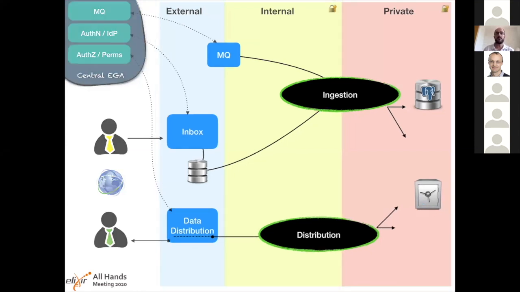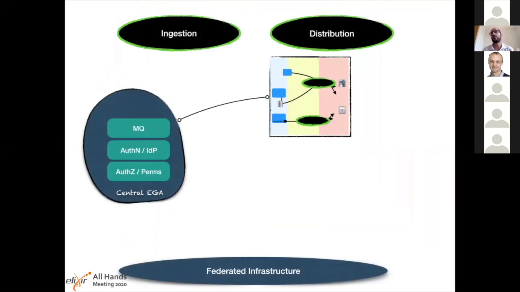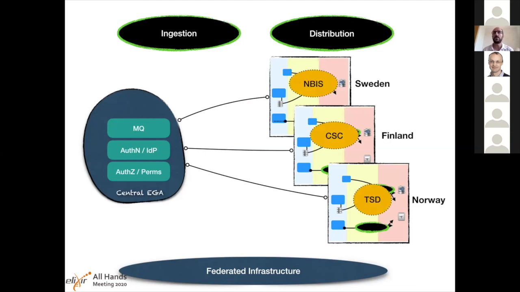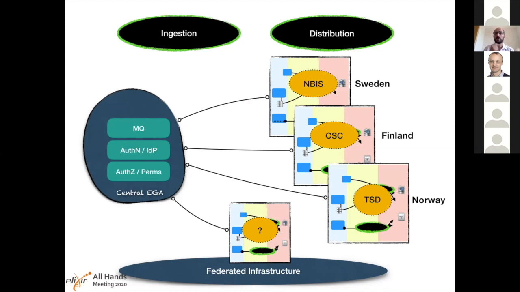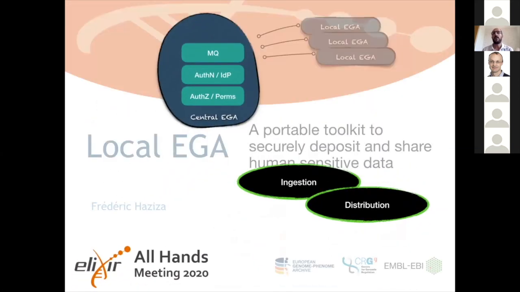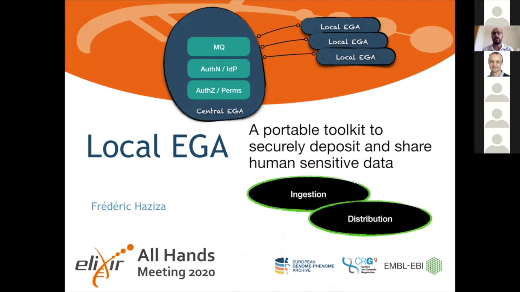This is the federated infrastructure. You package all that into a box. You connect multiple boxes, and we have three countries that have done that already. So NBIS in Sweden, CSC in Finland, and TSD in Norway, they have done that. And the question would be, who is the next one who wants to connect? The reference implementation is on GitHub. So this is the organization, and this would be the repository. You also have some documentation, and this is local EGA in a nutshell in less than 15 minutes. Challenge accepted, and challenge succeeded.